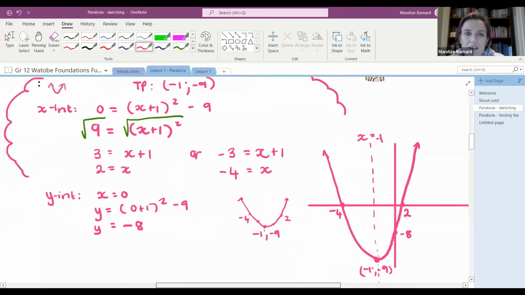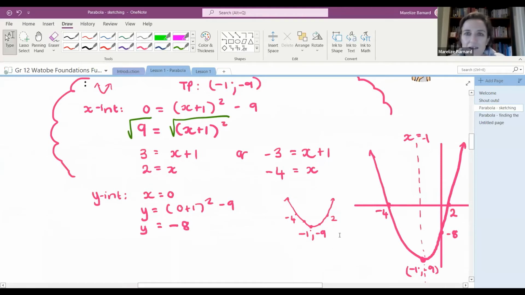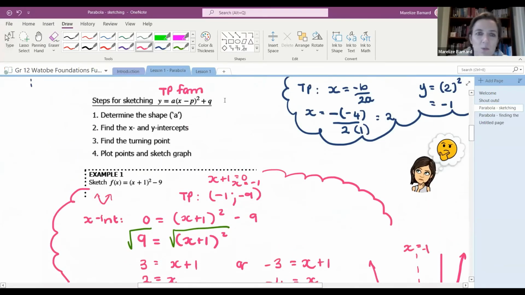How did we get the turning points? Because the parabola is in turning point format, we take this value as the x coordinate of the turning point and the -9 as the y coordinate of the turning point. So Sanda, I hope that makes sense.